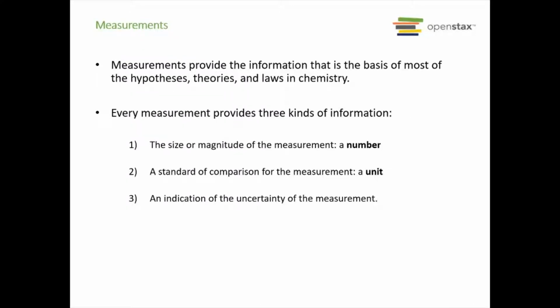So measurements provide us the information that is the basis of most of our hypotheses, theories, and laws in chemistry. They give us different types of information: the size and magnitude of the measurement, which is a number, a standard of comparison for the measurement, which is a unit, and an indication of the uncertainty of the measurement.